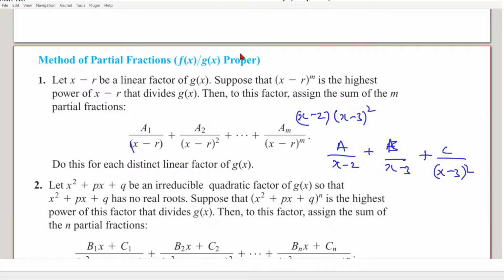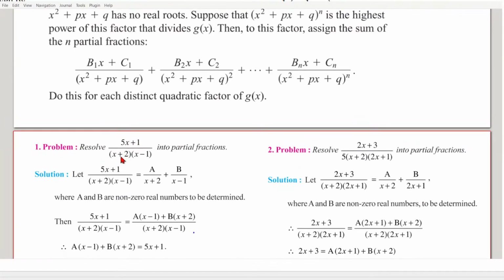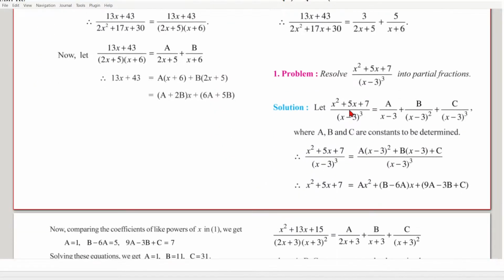First, what we do, we assume g of x when it is broken down into linear factors or quadratic factors, whatever. For every linear factor, this theorem will apply. If the power is 1, then you will just put it as x minus 2. So in this case, x plus 2, the power is 1, so only this. X minus 1, the power is only 1, that's why only this. In this case, the power is 3, so that's why x minus 3 square, x minus 3 cube. If there was some x minus 2 here, then we would have got some d by x minus 2. This part is clear now?